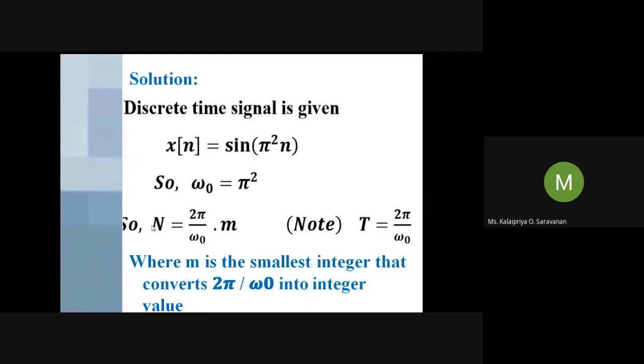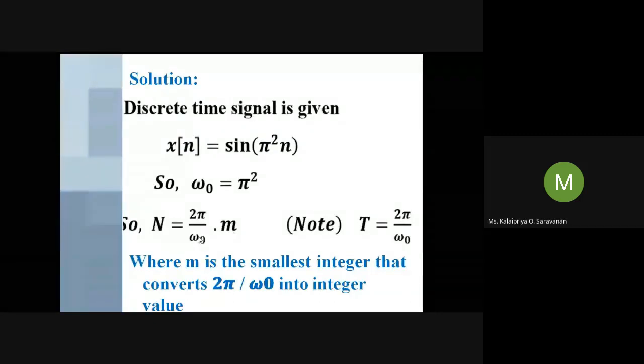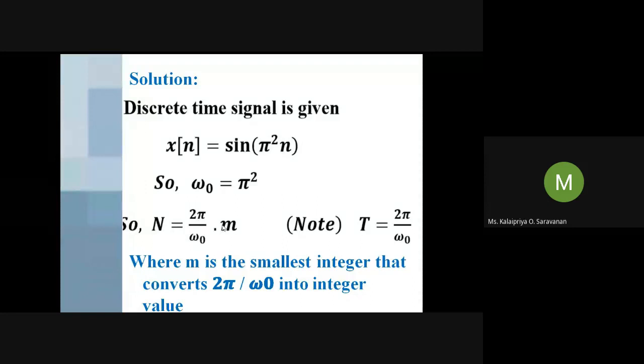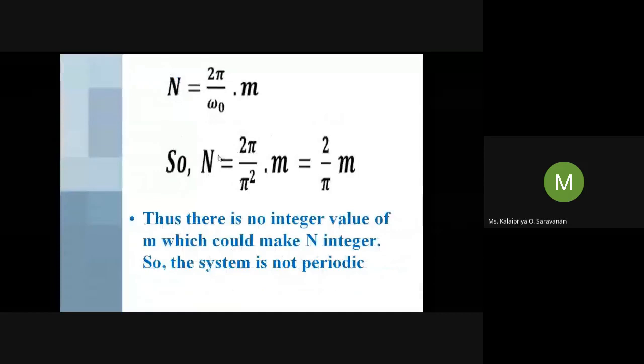It becomes a whole value and not a decimal value, because we really cannot have a period to be in decimal value. It should be a whole value. When do you call a signal to be periodic? If it repeats itself for a particular instant of time. If it repeats for n values, then you call a signal to be periodic. So n is equal to 2 pi by omega naught into m. So what is your omega naught in this case? Your omega naught is nothing but pi squared. So n is equal to 2 pi by pi squared into m, which is equal to 2 by pi into m.